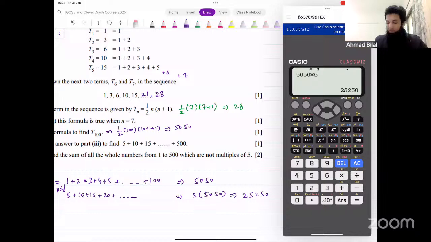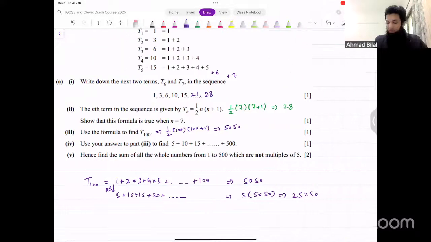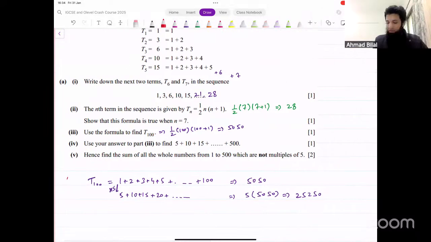Okay, 25250, that's the final answer that we have. That's part 4 of this. Now, part 5 says, hence find the sum of all the whole numbers from 1 to 500 which are not multiples of 5. Okay, from 1 to 500, all numbers which are not multiples of 5.